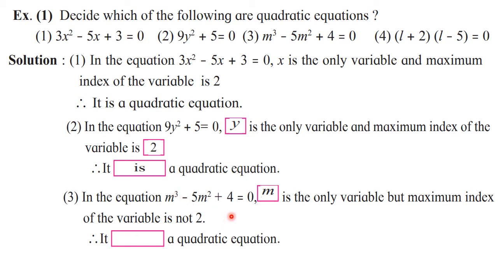So what we can write is, but the maximum index of the variable is not 2. It's 3 here. We want 2. So the highest index or maximum index is not 2. Therefore, it is not a quadratic equation. Okay, so only you have to write "is not" in front of "is". Minor changes you have to do while writing your answer. But writing the justification is compulsory.